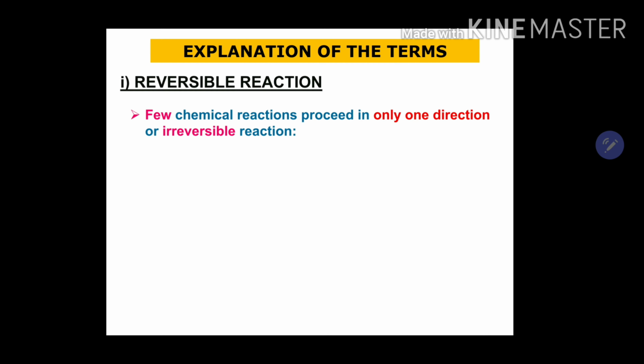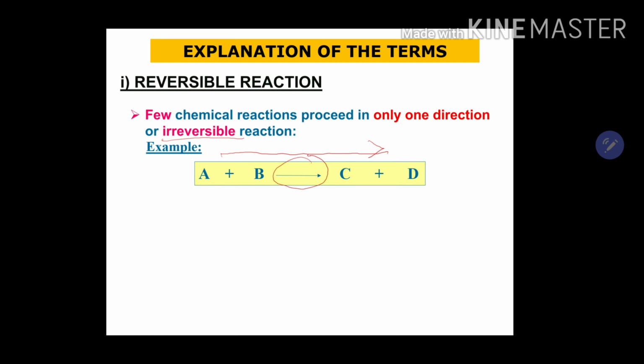Actually, only few chemical reactions proceed in only one direction, or in other words, are irreversible reactions. Example, A plus B produce C plus D. As you can see, this reaction is written with an arrow pointing from left to right, which implies that the reaction goes to completion. It means the reaction will stop when the reactant is completely converted to product.